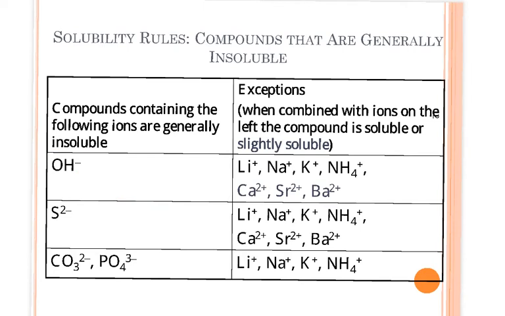These compounds, on the other hand, are generally insoluble. They are generally solids. But again, we see that there are exceptions. So if you see hydroxide, it's generally insoluble in water, but if it hooks up with one of these cations, then it is soluble. Sulfide, same thing. It's generally insoluble, generally a solid. But if it's hooked up with one of these, then it becomes soluble. Same thing with carbonate and phosphate.